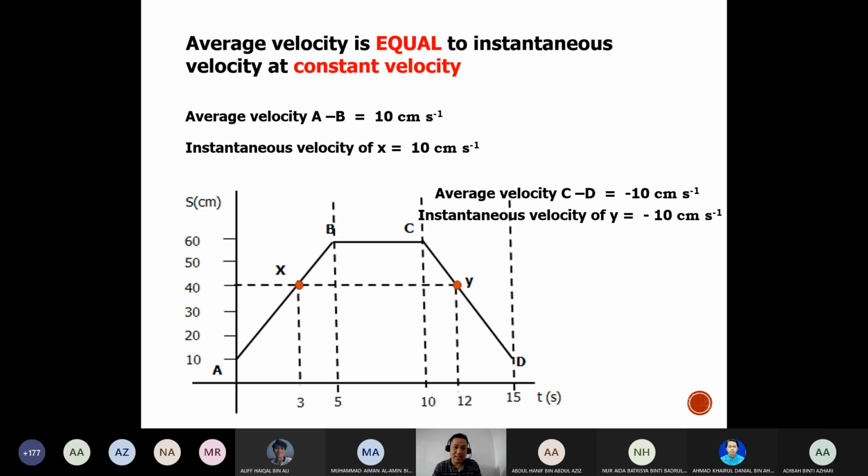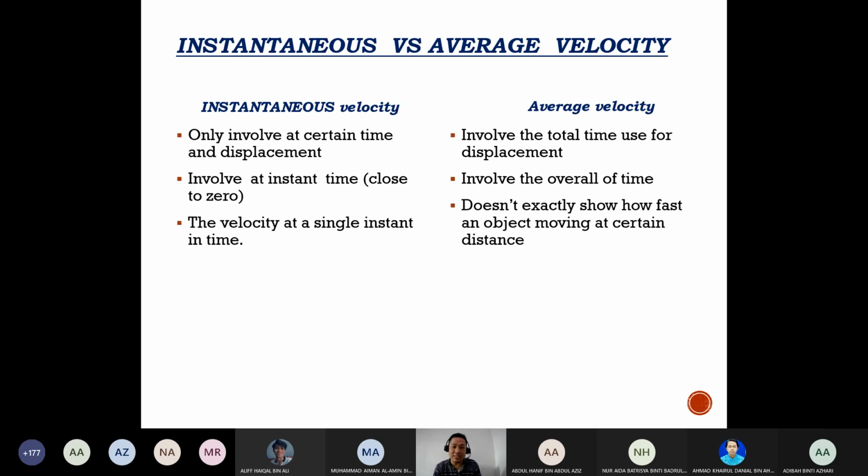Okay, that's it. And then we have the difference between instantaneous and average as I mentioned. I told you earlier, instantaneous only involves a certain time, while average involves the total time. And then instantaneous involves an instant time close to 0, while average involves the overall time. Instantaneous is the single instant in time, and the average velocity doesn't exactly show how fast an object is moving at a certain distance.